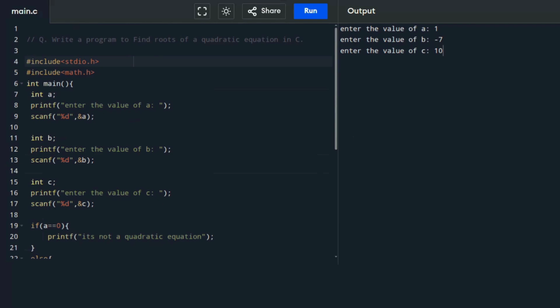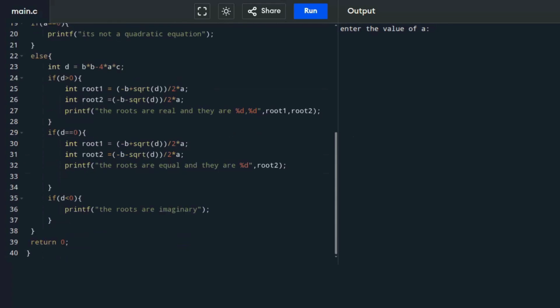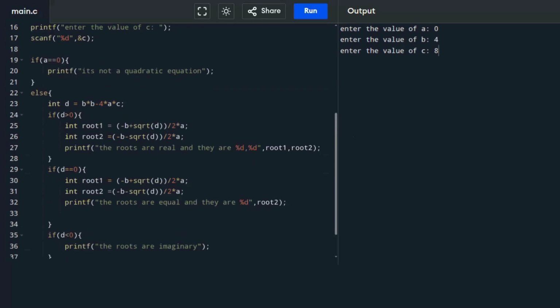Where's the problem? The value of a is 1, the value of b is minus 7, the value of c is 10. The roots are real and they are 5 and 2. Let's say if I write a is equal to 0, b is let's say 4, c is let's say 8, so it will print it's not a quadratic equation. I'm sorry, I made a mistake right there. 4 and 8, enter. It's not a quadratic equation.